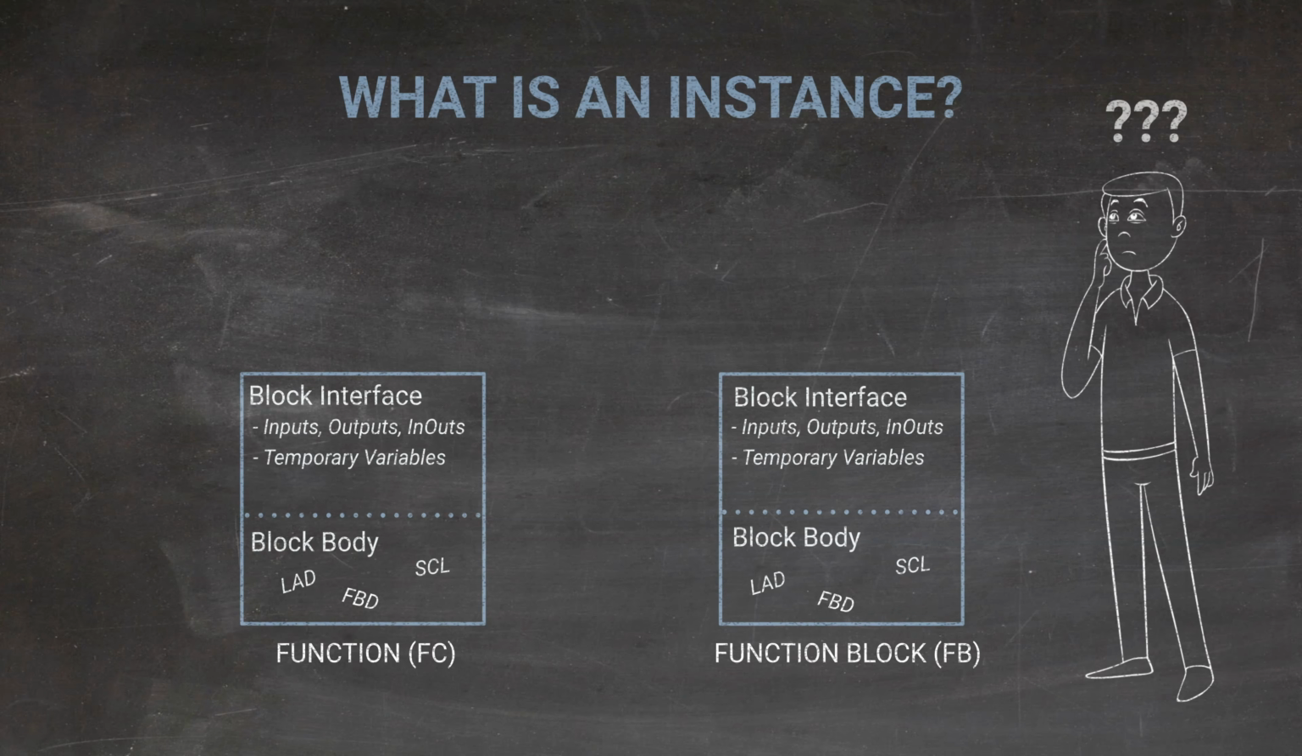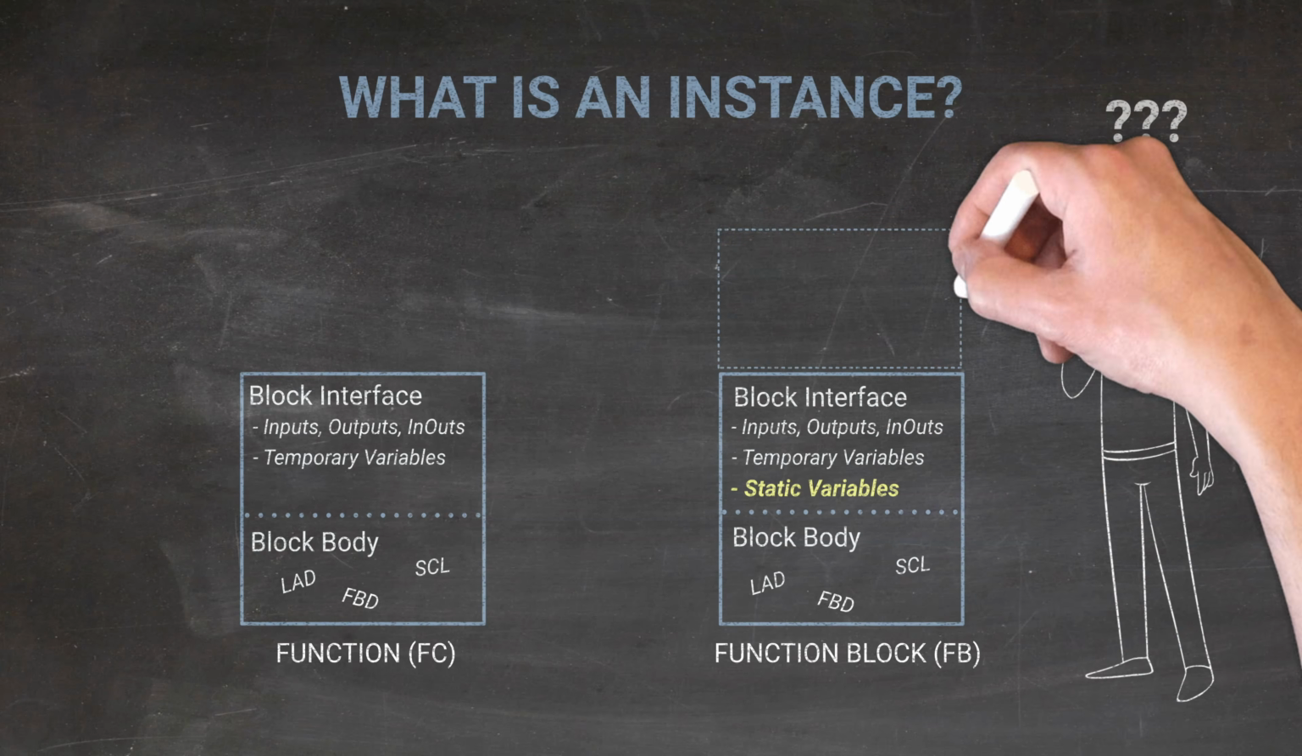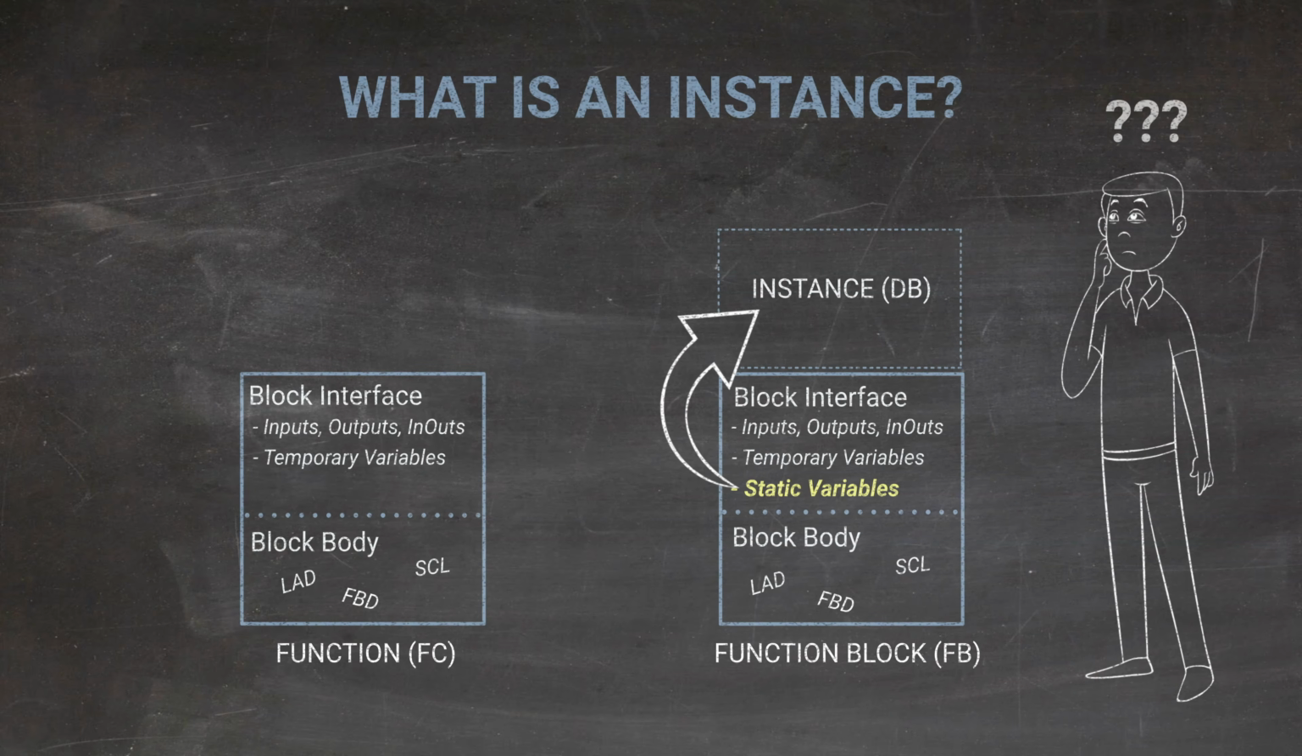But there is one critical difference between them. Only function blocks have static variables. Static variables are what allow an FB to remember values between calls. For example, if you have a step number or a sequence state declared as a static variable, its value is retained from one PLC cycle to the next. And to remember those values, to retain those states, you need memory. And that is why every time you call an FB, an instance data block is required. The instance DB contains the static memory and it is unique to that specific function block call.